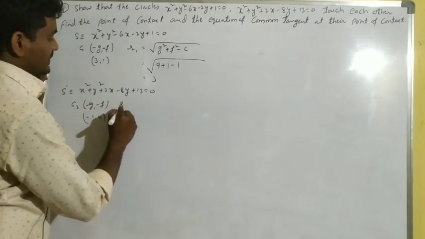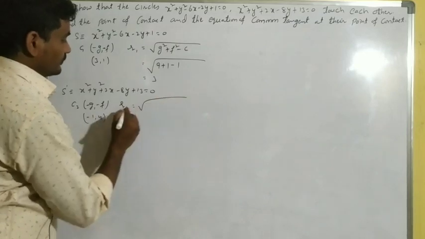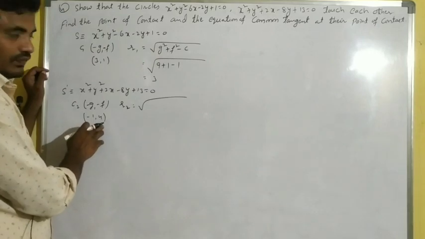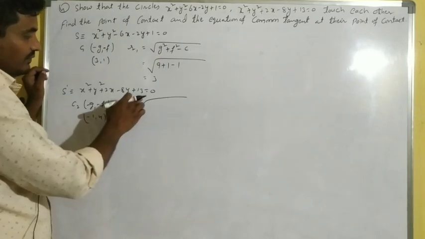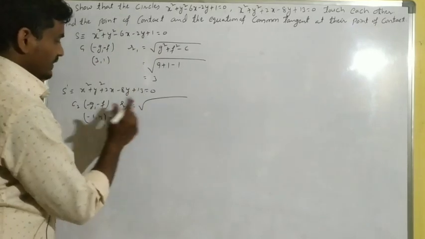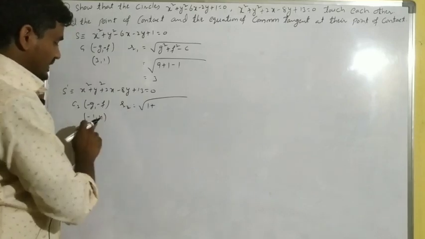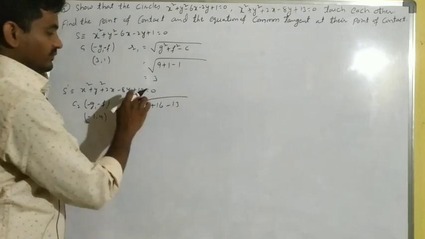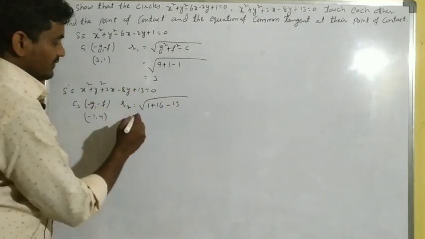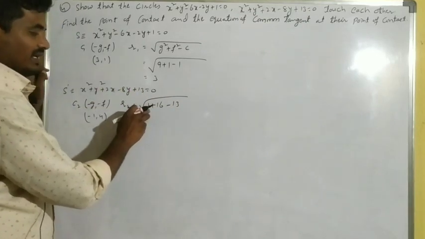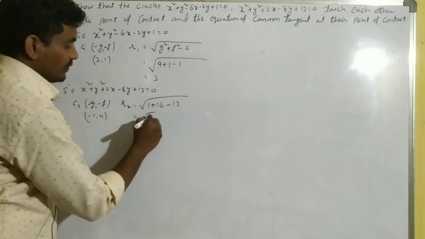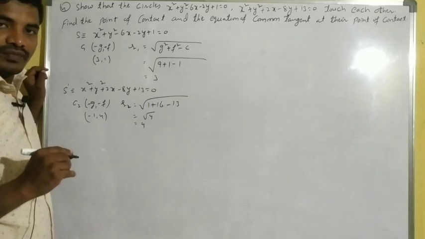And next, we have to find the radius R2. R2 is the square root of 1 square plus 4 square, which is nothing but g square plus f square minus c. g square is 1, f square is 16, minus 13, because c is 16 plus 1, 17. 17 minus 13 is 4, root 4 equals 4.